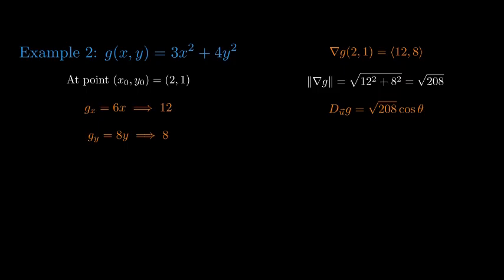This mathematical necessity proves that the gradient vector always points along the path of maximum increase, because it aligns the direction of movement with the peak of the cosine function.